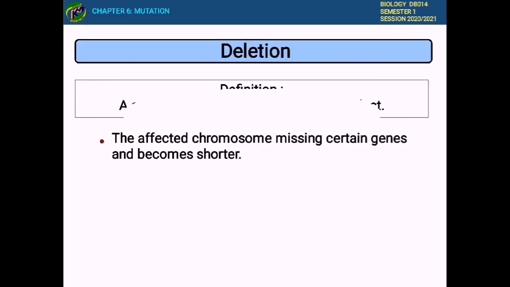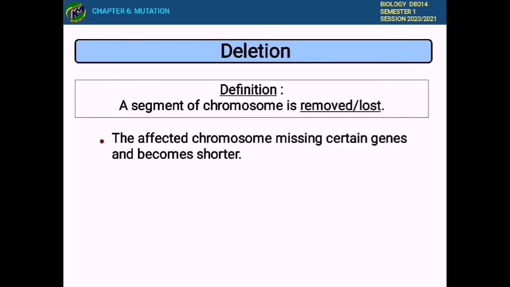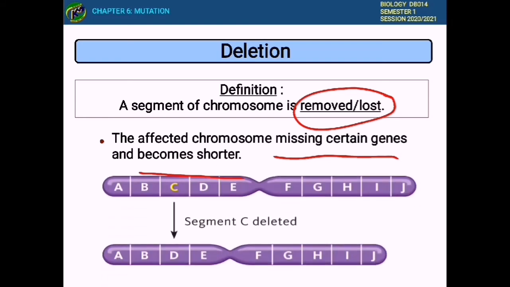Next we move on to deletion. Deletion is where a segment of chromosome is removed or lost. So the affected chromosome is missing certain genes and becomes shorter. Let's see the diagram here. We have A, B, C, D, E, F, G, H, I, J. After deletion occurs, segment C is deleted. So the chromosome becomes A, B, D, E, F, G, H, I, J, and it becomes shorter.